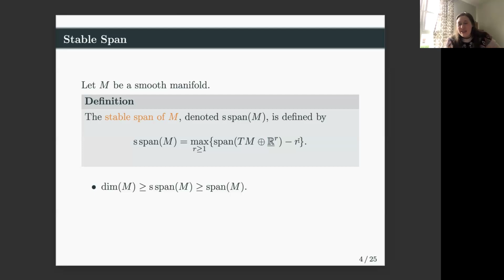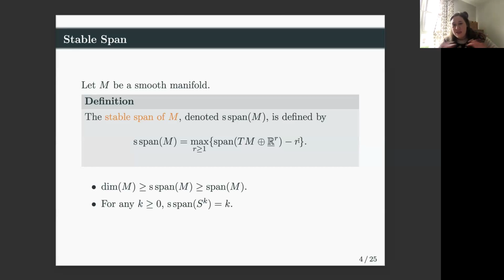So hopefully, if you can see from this formula, maybe I'm going a bit too quickly, but this stable span is bounded below by the span of the manifold, and it's bounded above by the dimension of the manifold, or equivalently, the rank of the tangent bundle. So maybe just for a simple example, it's well known that spheres are stably parallelizable. So if you take any sphere and you add on a trivial bundle to the tangent bundle of that sphere, it will be completely trivial.